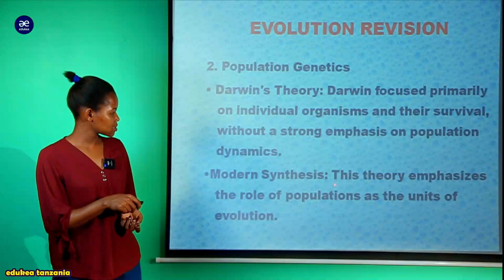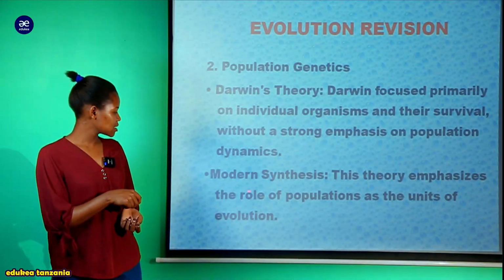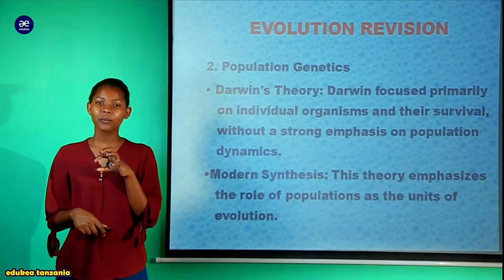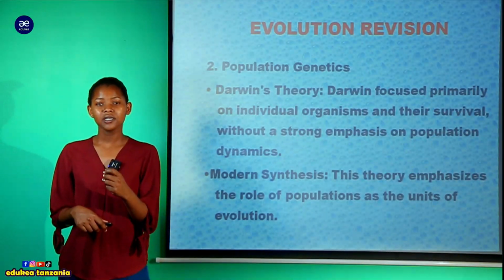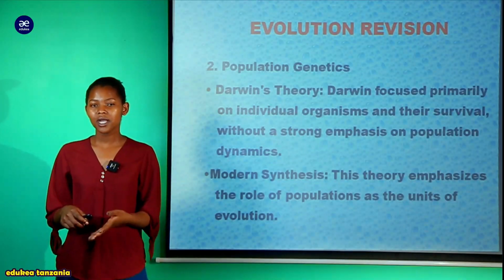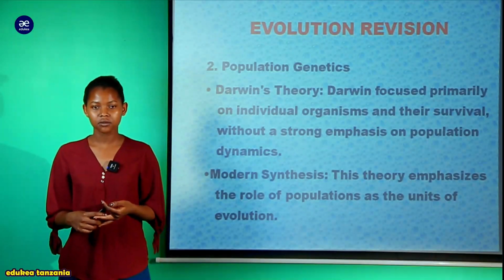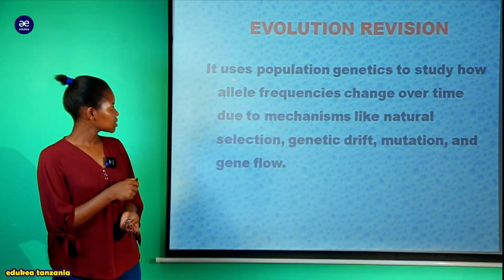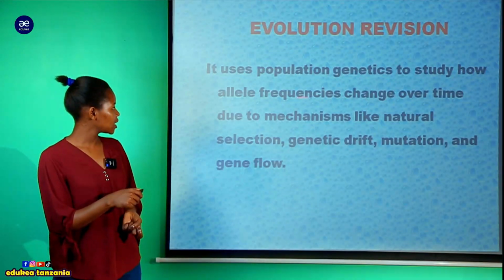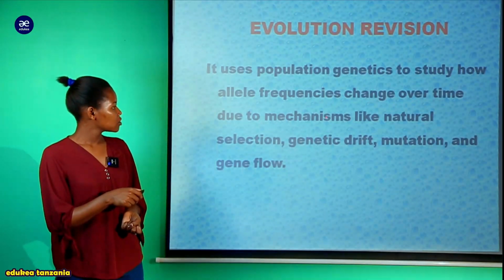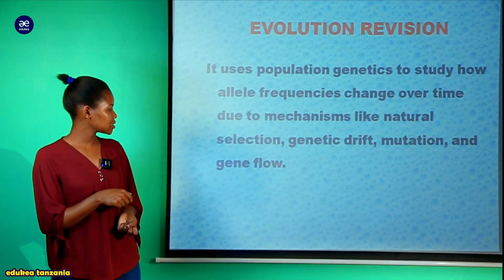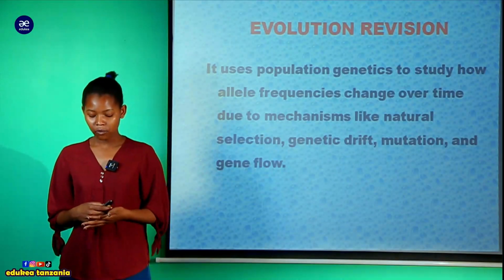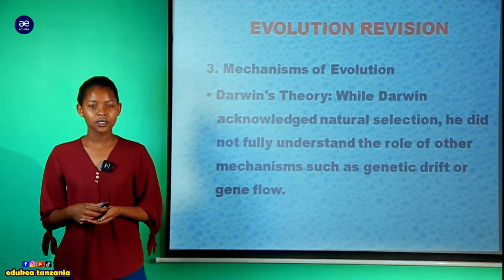But on the modern synthesis theory, this theory emphasizes the role of populations as the unit of evolution. Modern synthesis theory considers the population, the importance of the population, as the core of evolution, but Darwin considered the individual as the unit of evolution. Again, we are going to see more explanations. Modern synthesis uses population genetics to study how allele frequencies change over time due to mechanisms like natural selection, genetic drift, mutation, and gene flow. That is all about the modern synthesis theory in comparison with the Darwin theory.